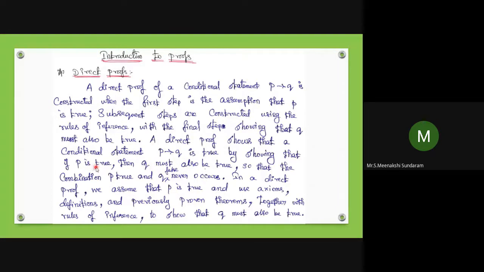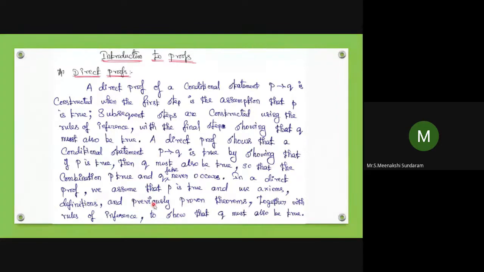If P is false, we don't bother about Q. Q may be true or may be false. The answer is true only because the conditional statement is false only for true, false. All the other cases are true. So if P is true, then Q must also be true. So the combination P true and Q false never occurs in a direct proof.